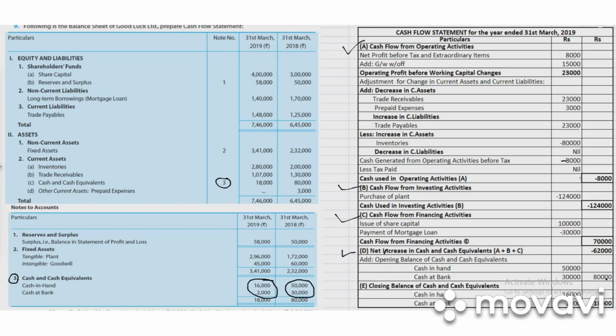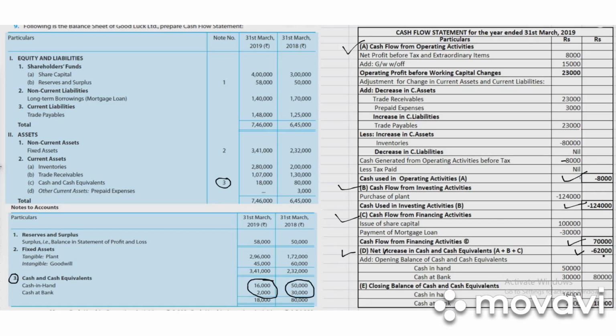Then to that fourth part we add the opening balance of cash and cash equivalent. We'll be getting the closing balance, it will be matched. So looking at this cash flow statement, we can clearly see how much is the cash inflow or outflow. Here it is very clear. There is cash outflow of 8,000. Investing activities, there is cash outflow of 1,24,000. Financing activity, there is cash inflow of 70,000. If you add all three together, we get the net increase or decrease. In this case, it is a decrease of 62,000.